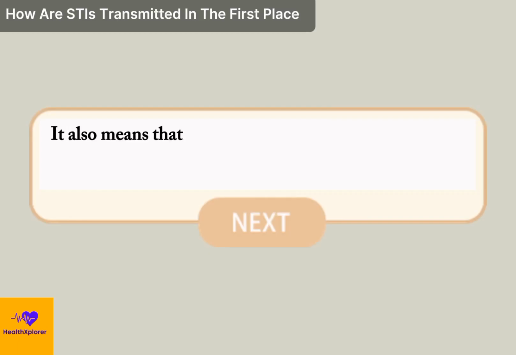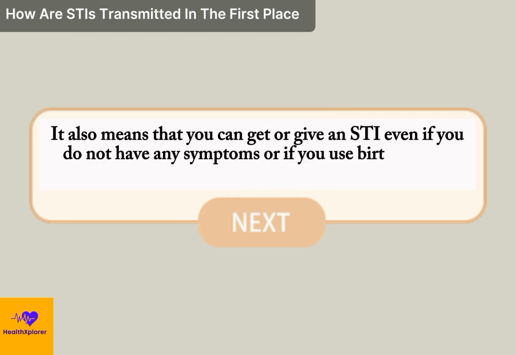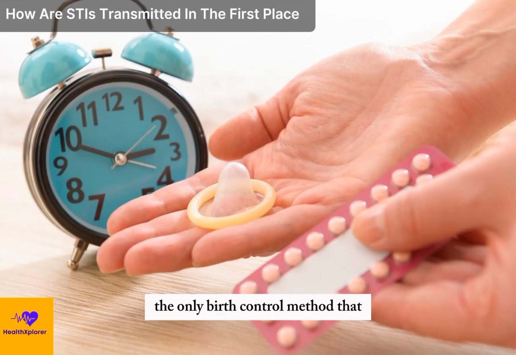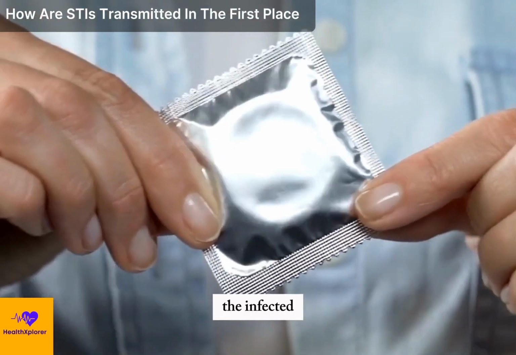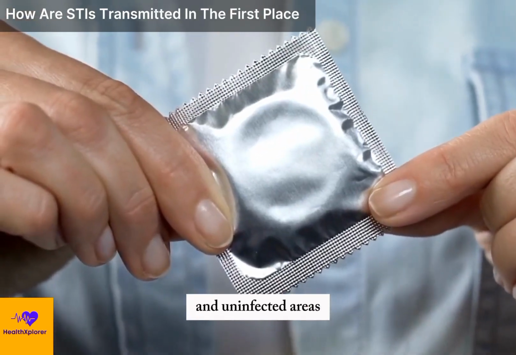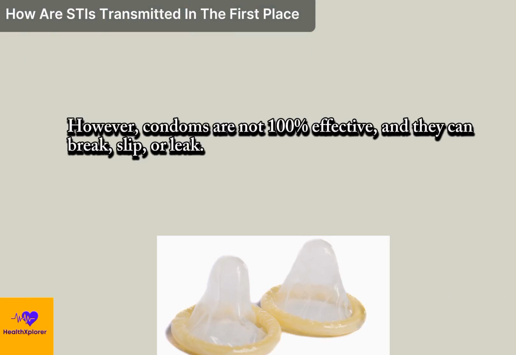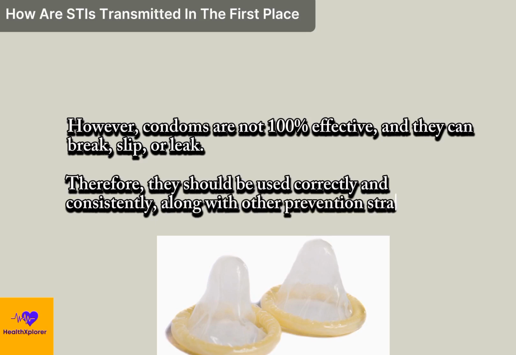It also means that you can get or give an STI even if you do not have any symptoms or if you use birth control methods, such as pills, patches, or implants. The only birth control method that can also prevent STIs is the condom, which creates a barrier between the infected and uninfected areas. However, condoms are not 100% effective, and they can break, slip, or leak. Therefore, they should be used correctly and consistently, along with other prevention strategies to reduce the risk of STIs.